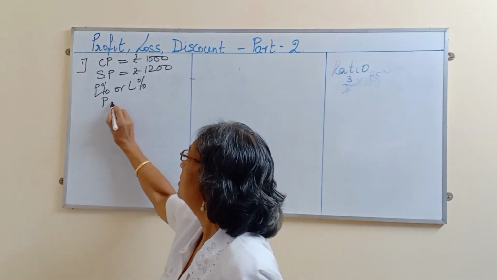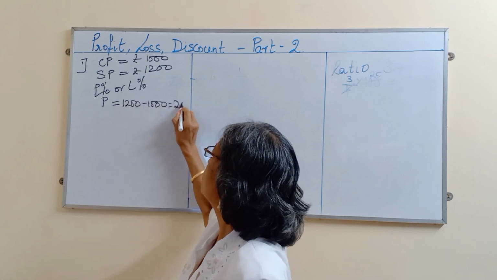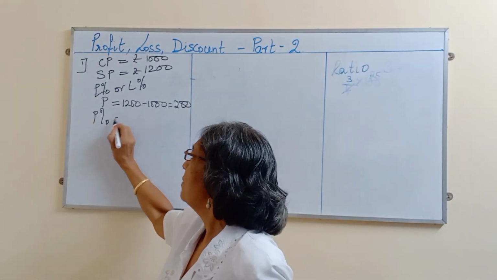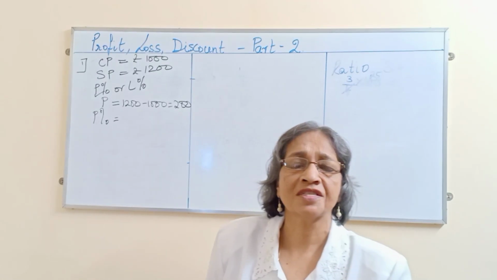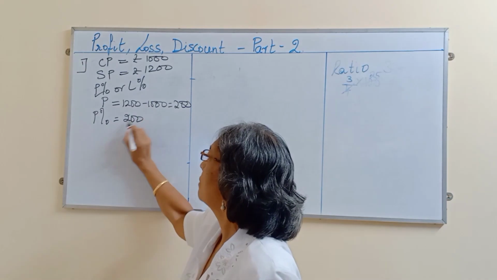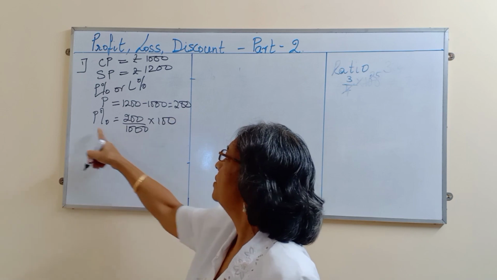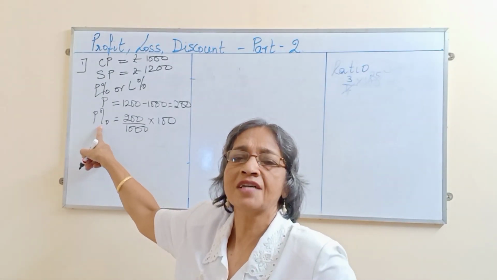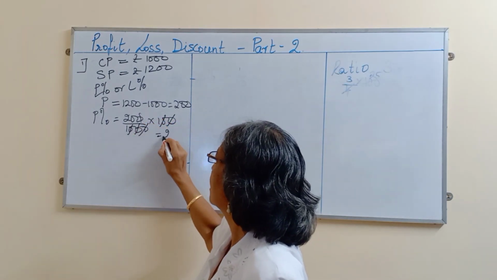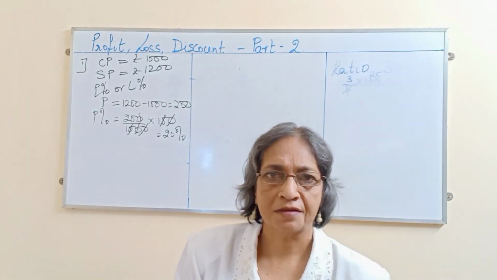How much is the profit here? 1200 minus 1000, that is 200. Now to find the profit percent or the loss percent, remember when we are finding the profit or the loss percent, it is always on CP. So this will be 200 upon CP. Now my CP is 1000 into 100. Now why into 100? Because we are converting. हम उसको percentage में convert कर रहे हैं. So this becomes 20%. In other words, my profit is 20%.